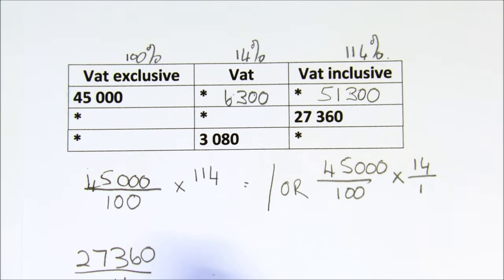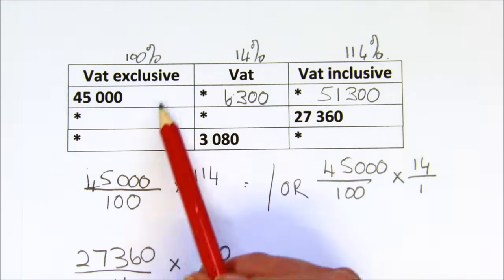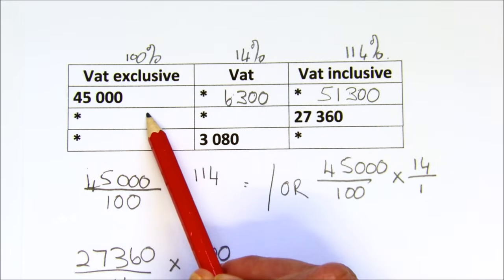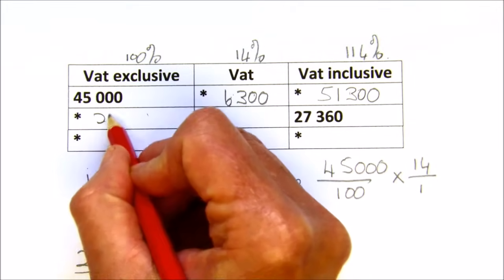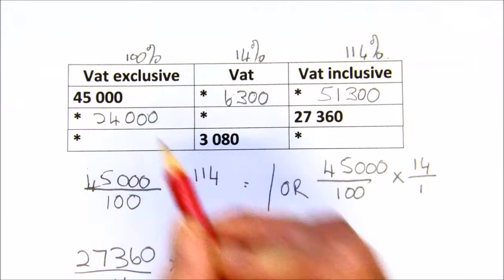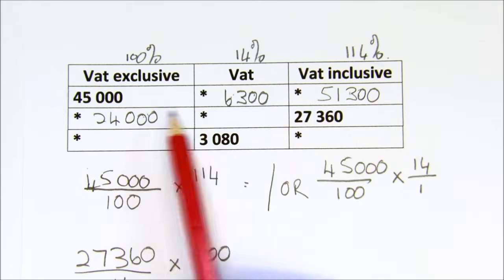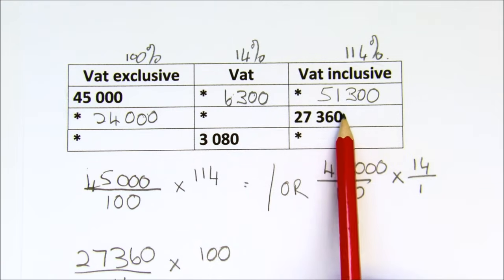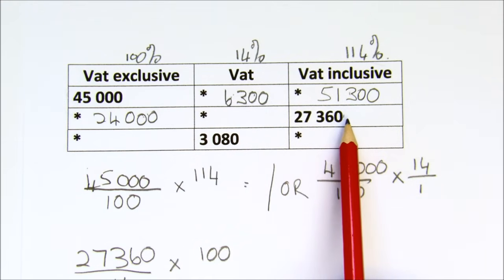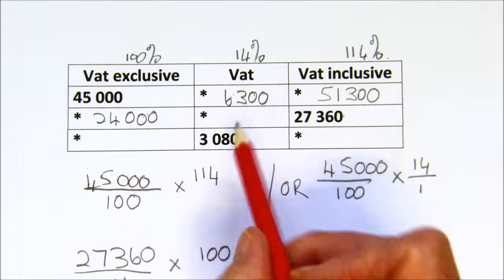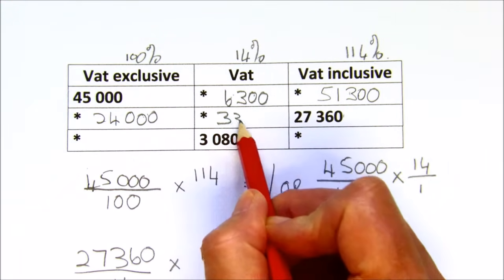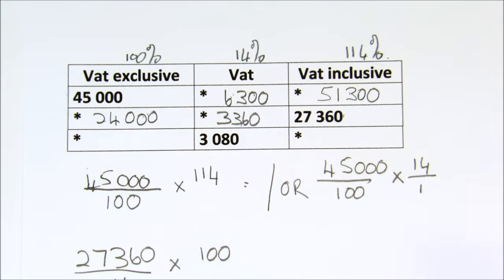So you're going to divide by 114. And again, you could go either way, but I'm just going to go times 100 because that will give me my exclusive amount. And the exclusive amount in this case is 24,000. Check yourself, because the exclusive should always be less than the inclusive. In fact, it has to be less. The difference between that is your VAT amount, 3360 in this stage.